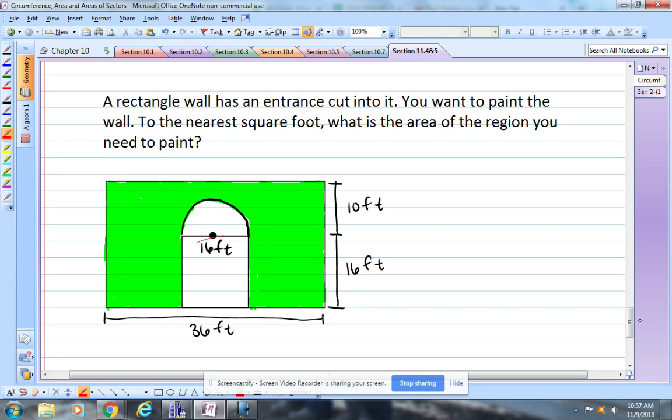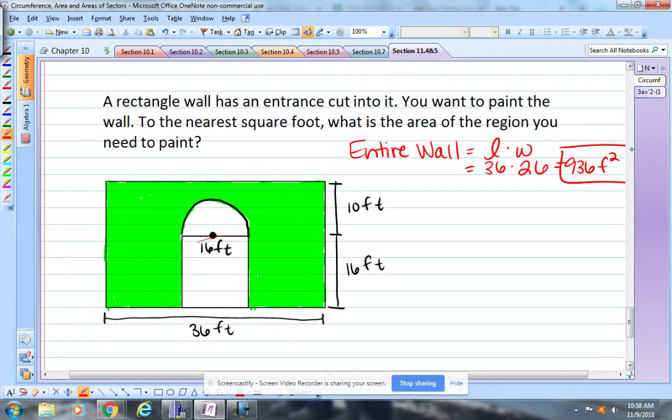So let's go ahead and find the area of the whole wall. The entire wall, including the opening, how do you find the area of a rectangle? Length times width. So what's the total length and width? 36 times 26, which is what? 936 what units? Square feet. That's the whole wall. Now we want to subtract off the doorway, which will be this rectangle and this semicircle.